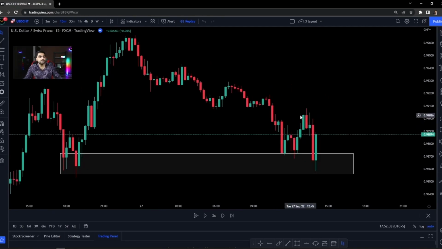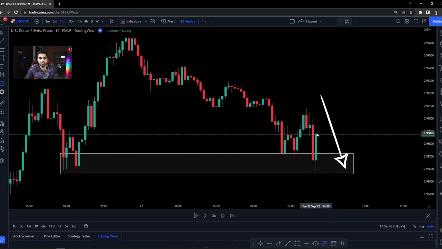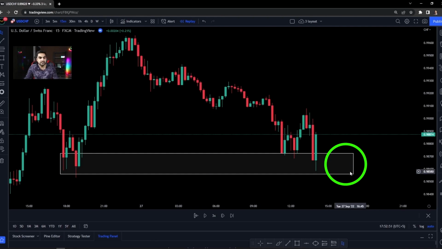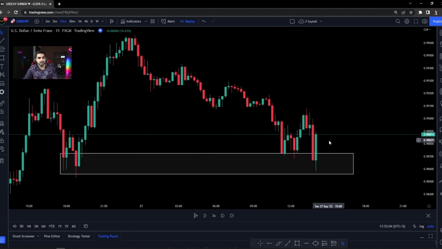So here the market has come down again and we have got a second rejection. If we are going to take a trade from here, that would be a much higher price. So we need a price at this area of demand. We are not going to take the trade when the price is higher. So always we have to buy low and sell high. That means we need a better price so we can take a good opportunity.